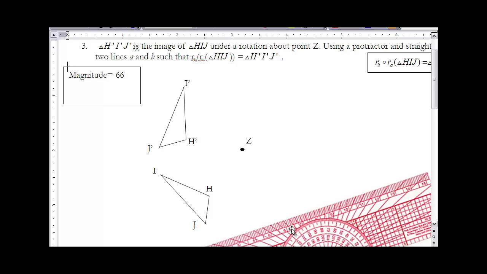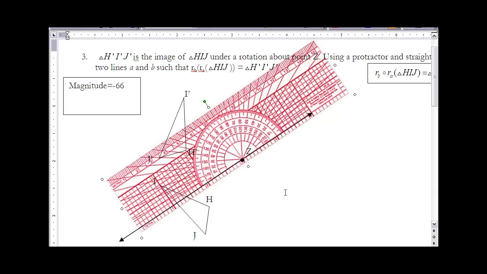It really doesn't matter where those lines are. If I draw my first line, it doesn't matter as long as it goes through point Z, we're okay. Then I have to draw another line at a 33 degree angle. If this is my line A, my line B has to be clockwise from that, because remember our rotation was clockwise. So from this angle, I need to measure clockwise 33 degrees to find out where to put my second line, my line B.